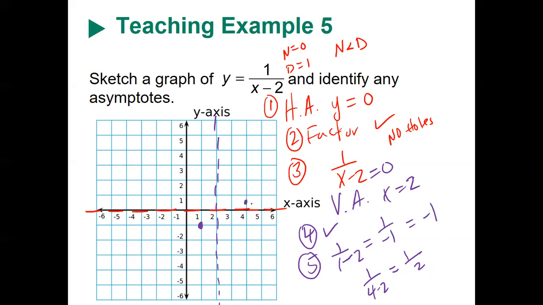So what this tells me is the relative location of my graph, and I'm just going to connect and follow it out. But do I ever touch those asymptotes? No. And there it is.